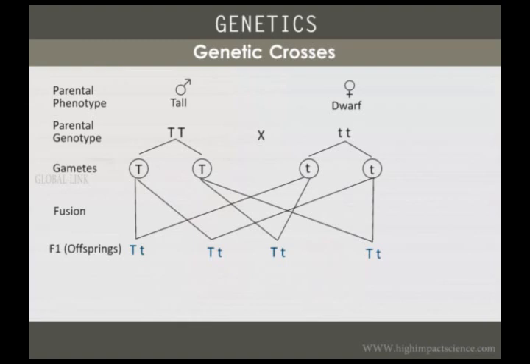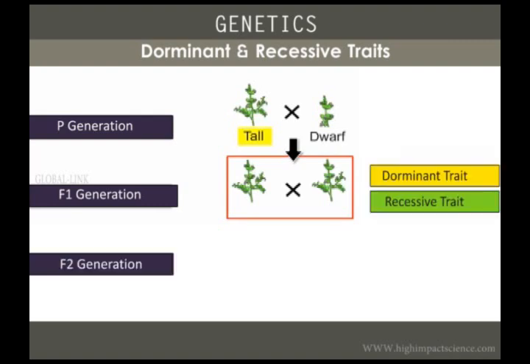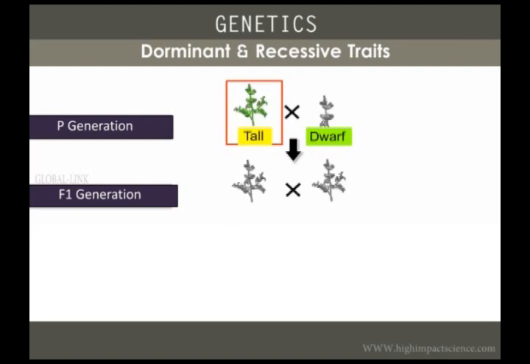However, phenotypically, we saw in Mendel's experiments that all of them were tall. And therefore, only one character expressed itself in the F1 generation. This character is said to be dominant, and the one that does not express itself is said to be recessive. And so, the gene for tallness is dominant over the gene for dwarfness, which is said to be recessive.